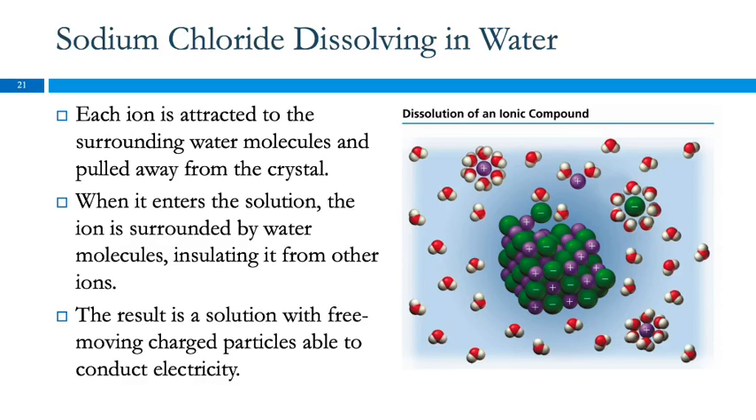The result of this is now we have a solution that has charged particles that can move. So this sodium ion can move around in the water. It's not self-propelled or anything, but it can move. And this negative ion can move. Because we have charged particles that can move, this solution will conduct electricity. Pure water does not conduct electricity.